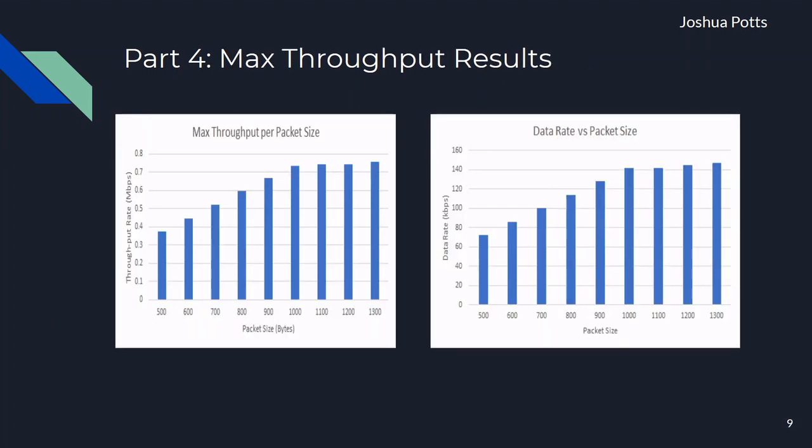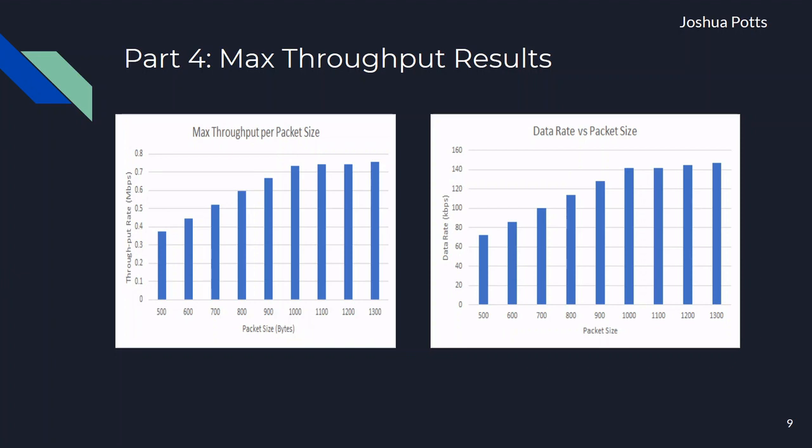The results from our testing can be seen here. The figure on your left shows the packet sizes in bytes from 500 to 1,300, and the throughput rate in megabytes per second. As you can see, as the packet size increases, our max throughput is also increasing, which proves our hypothesis true. The overhead and the header of the packets become less significant because we're able to send more bytes at one shot rather than having to break each message into smaller packets.